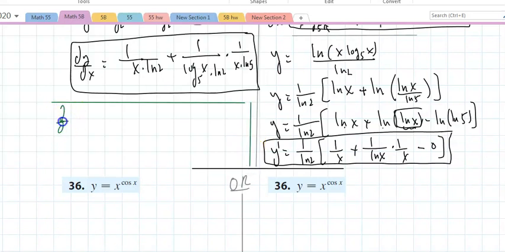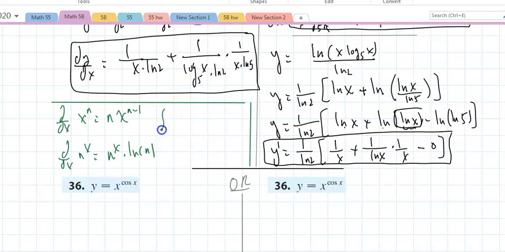If I take a derivative of x to the n, that's easy. Bring the power down, subtract 1 from the power. Very good. If I take a derivative of n to the x, an exponential, well, that's n to the x times natural log of n.